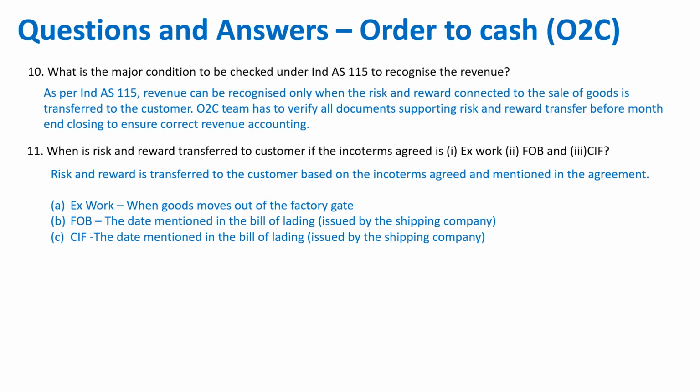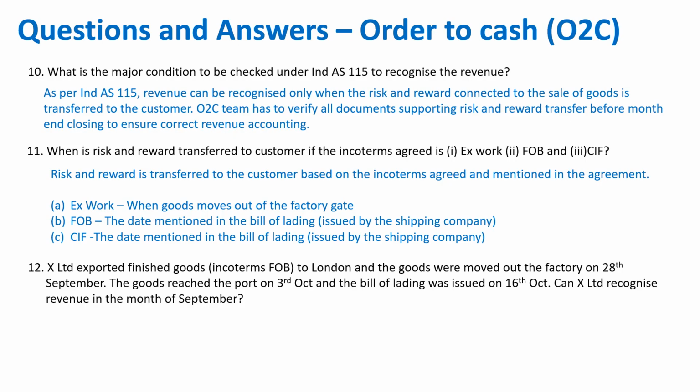Next question. Let's take an example. X Limited exported finished goods, Incoterm is FOB, to London, and the goods were moved out of the factory on 28th of September. The goods reached the port on 3rd October and the bill of lading was issued on 16th October. Can X Limited recognize revenue in the month of September?